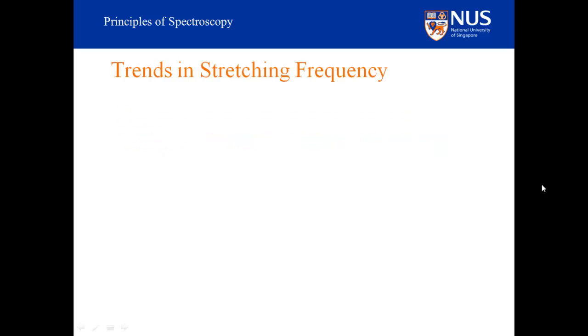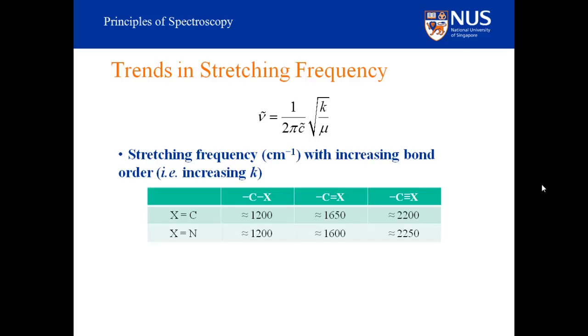So let's have a look at the trends that might occur in these kinds of stretching vibrations. This is the equation for the frequency of a vibration according to Hooke's law. Let's look at increasing bond order, for instance. So X can be either carbon or nitrogen. How does the frequency change as we increase the bond order from single bond to double bond and to triple bond? You can see that the vibrational frequency is increasing as you increase the bond order. This makes sense because we know that increasing the bond order increases the force constant of that bond, and the vibrational frequency is proportional to the square root of the force constant.